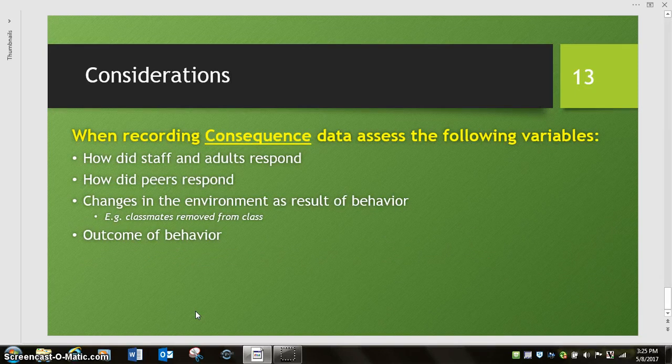And finally, when you are recording the consequence data, remember that it's not just discipline data. It's not just what happened, the discipline that was applied. You're really thinking about how the students and staff responded to the behavior. You're thinking about the changes in the environment as a result of the behavior. What happened? One example might be classmates were removed from class, and just generally what type of outcome the behavior produced. So keep those in mind when collecting ABC data.